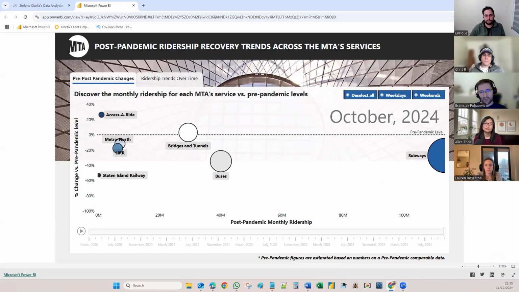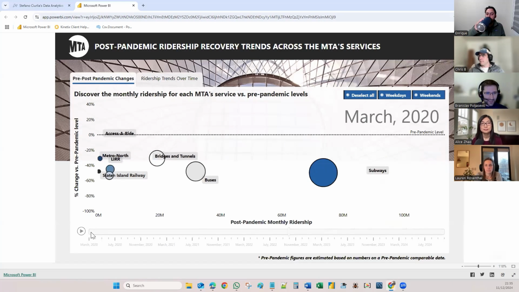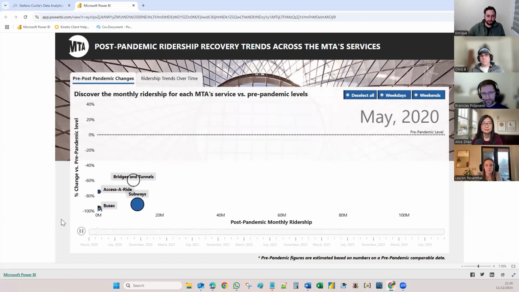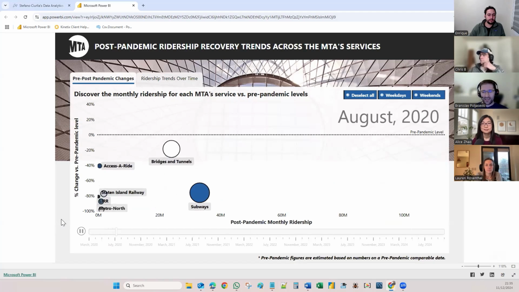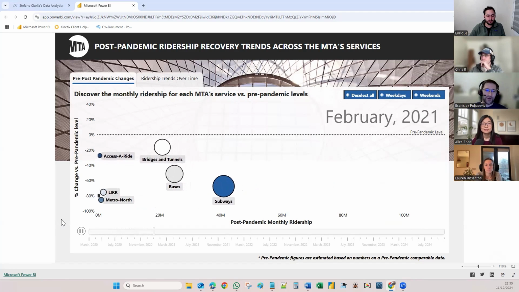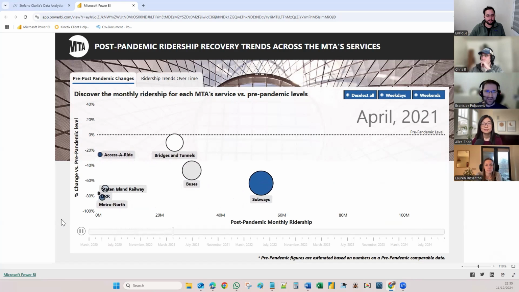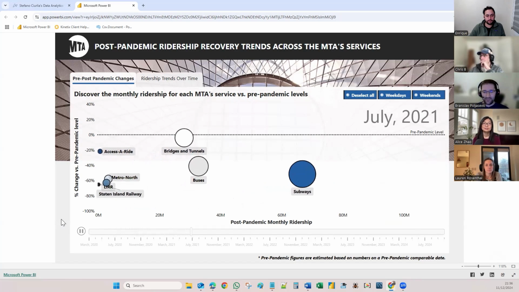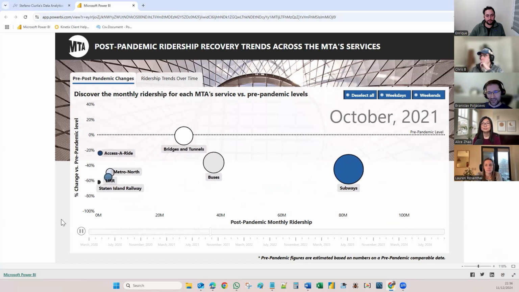Stefano chose a scatter plot, or rather a bubble chart, if you will. He plots the change versus the pre-pandemic level on the Y-axis, and then the absolute volume of ridership on the X-axis. And this is another live axis, so you can actually play this and see how these changes happen over time. This is very cool. It's a very, very modern thing to do. I tend to see a lot of these on LinkedIn and places like Visual Capitalist and whatnot.